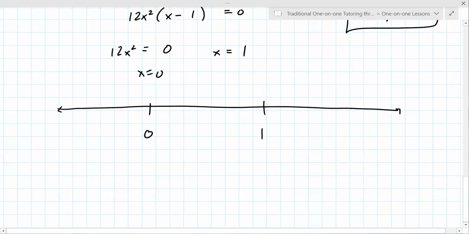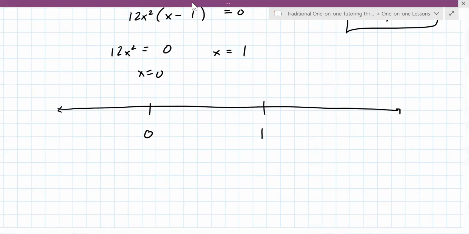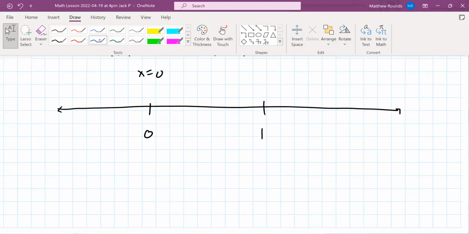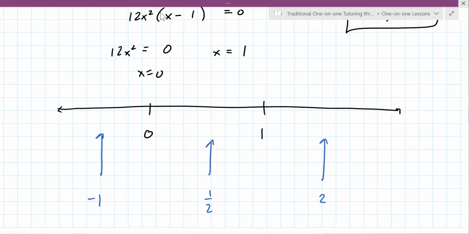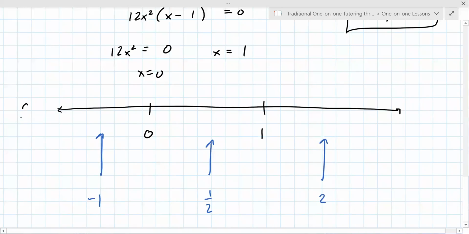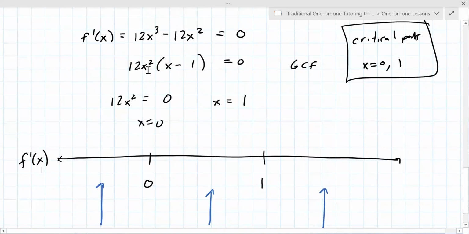And then what you want to do here is test values in each interval. So you want to maybe test like -1 or 1/2 or 2. And you test them in the derivative. It's very critical that you hear that and remember that it's in the derivative, and more specifically in the factored form. The reason is because you care about the sign of the answer, not the actual numerical value of the answer.